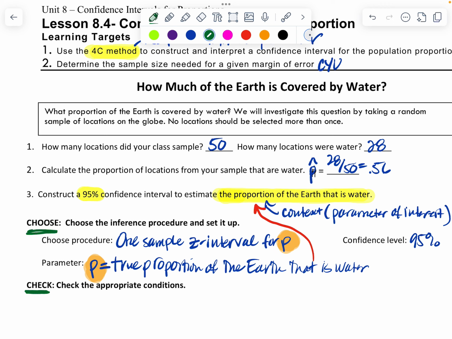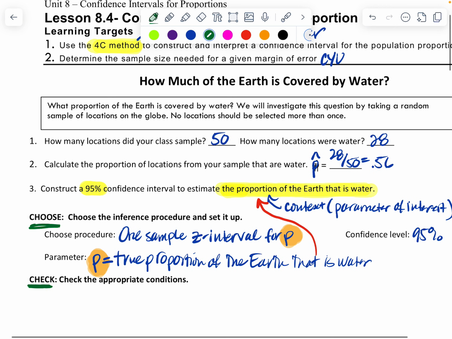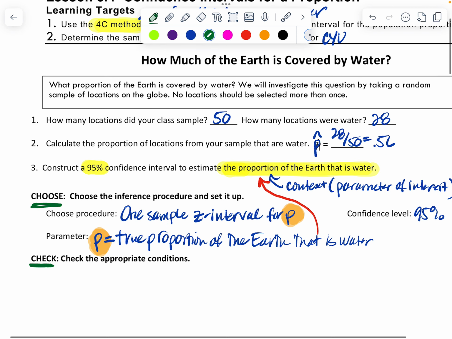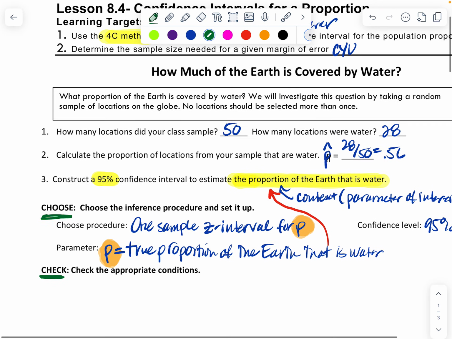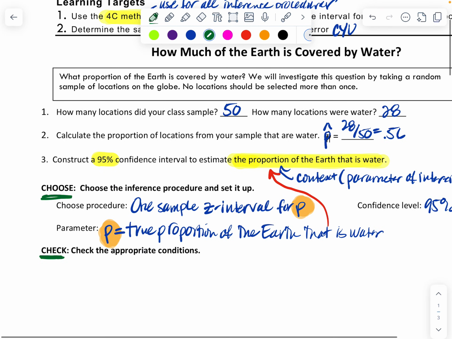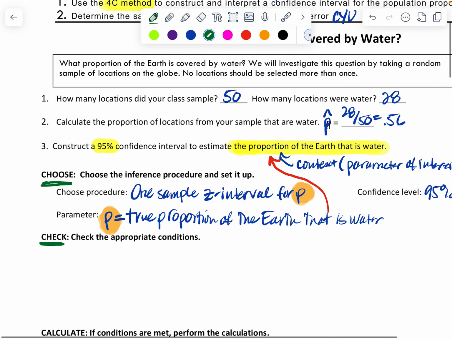The second C is check. So we're going to choose, then we're going to check. And check just means we're going to check the appropriate conditions. So we know the conditions that we need to check from the previous day. So I am going to let you take some time to do that, and then on the next video we will continue where we left off.